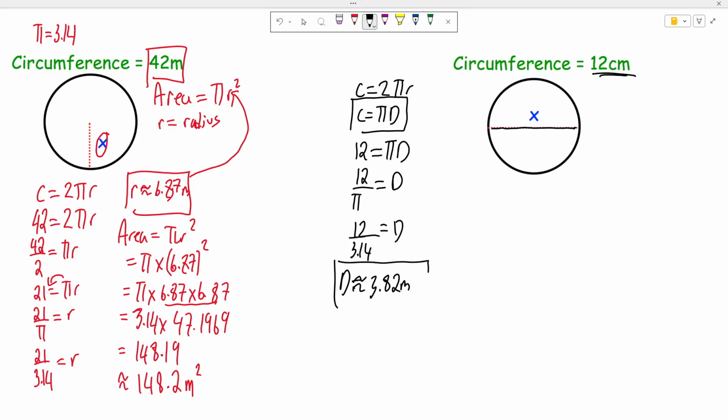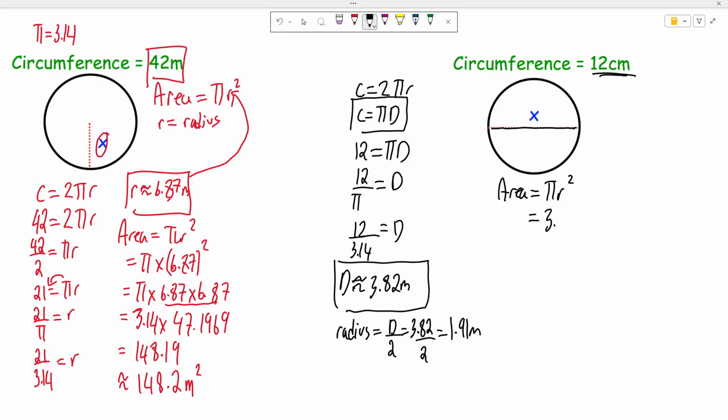Okay, so we have gone and found our diameter, but in order to find the area, guys, we must know the radius. Because for the area, we only have one formula, which is pi r square. So we must know the radius, but we can find the radius when we know the diameter, right? The radius is diameter divided by 2. So we have 3.82 divided by 2, which is going to give us 1.91 meter. So now we have found the radius, which is 1.91 meter, right guys? So let's substitute in the value here.